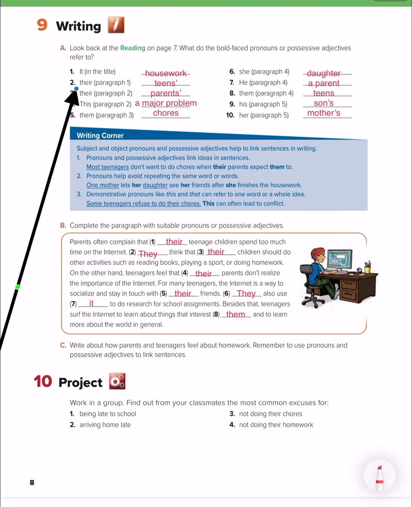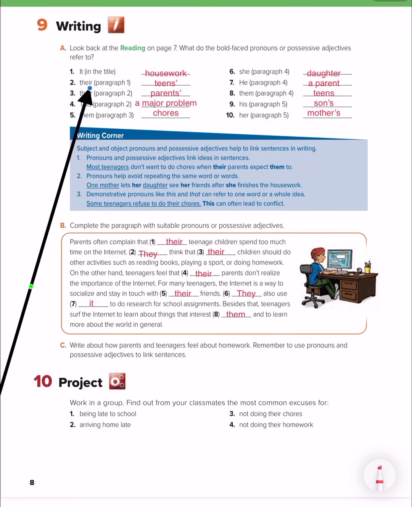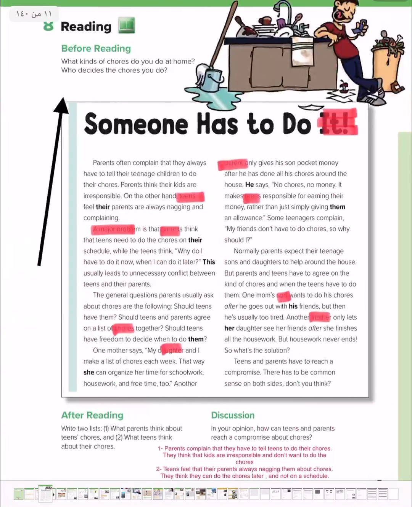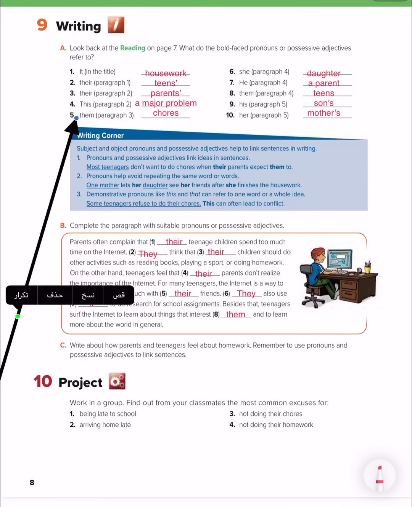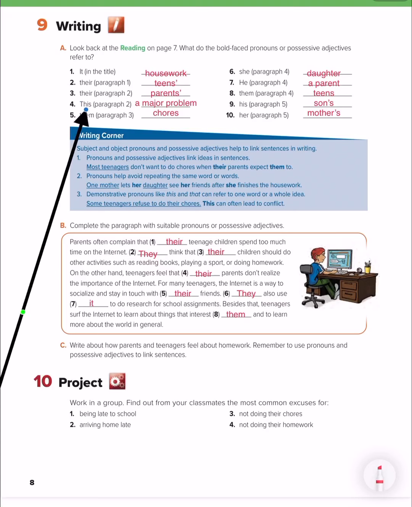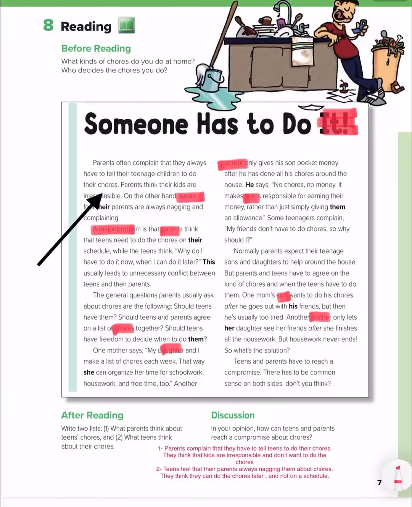Number 2, there. There here, it refers to what? Look here. We use there here to refer to the teens. Okay, look, on the other hand, teens feel their parents. Look here, there it refers to teens. Number 3, sorry, there in paragraph 2 refers to what? Look, what do we have here? Here, there refers to the parents, okay?